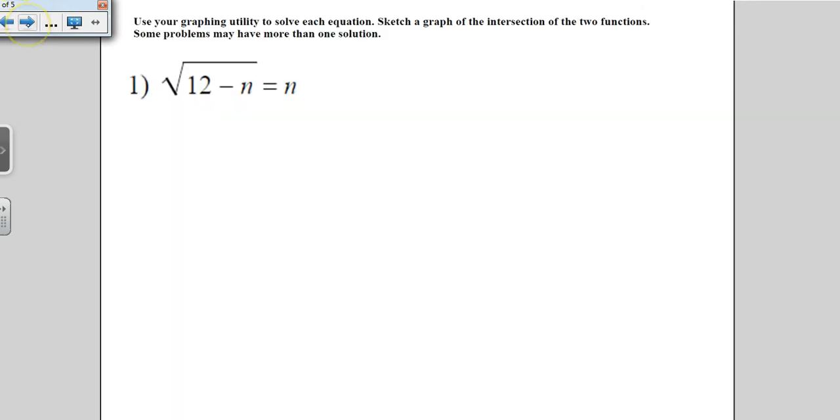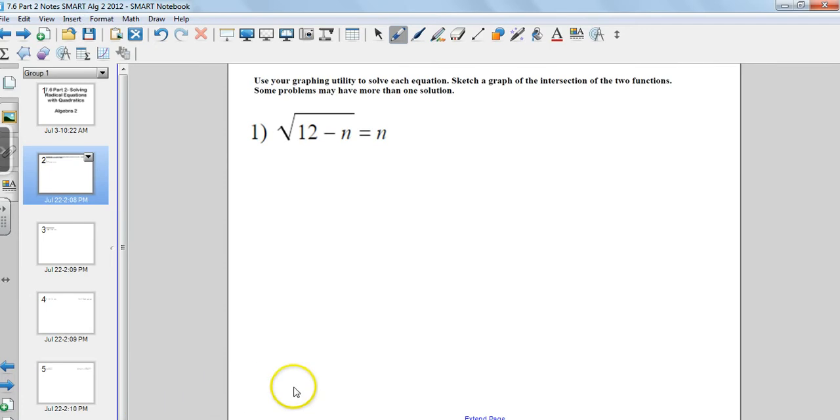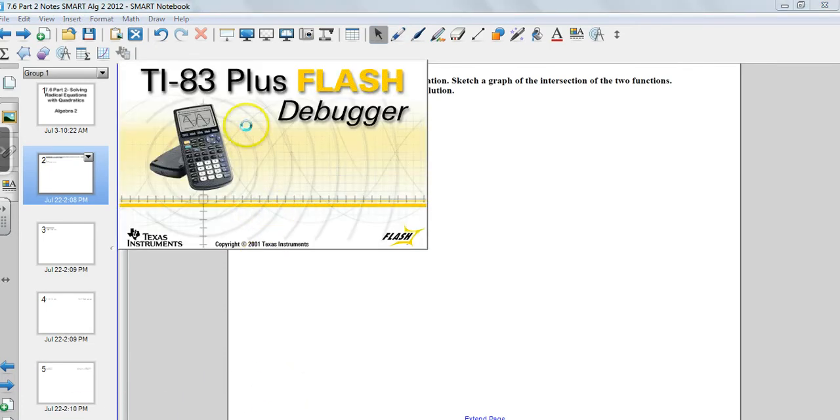So our first example, and the directions on your set of notes says, use your graphing utility to solve each equation. Sketch a graph of the intersection of the two functions, and they want to give you a little warning here that some of the problems may have more than one solution, and in fact some of the problems may have no solution, so we have to be extra careful.